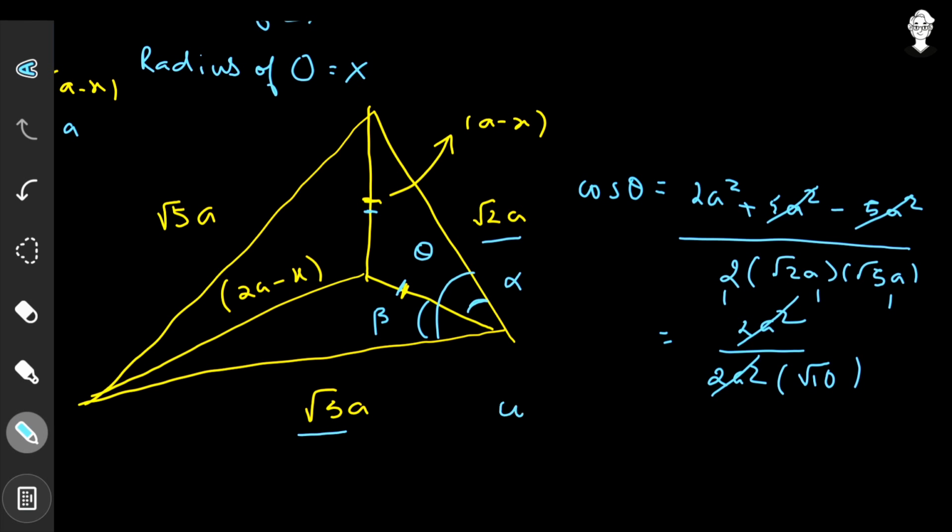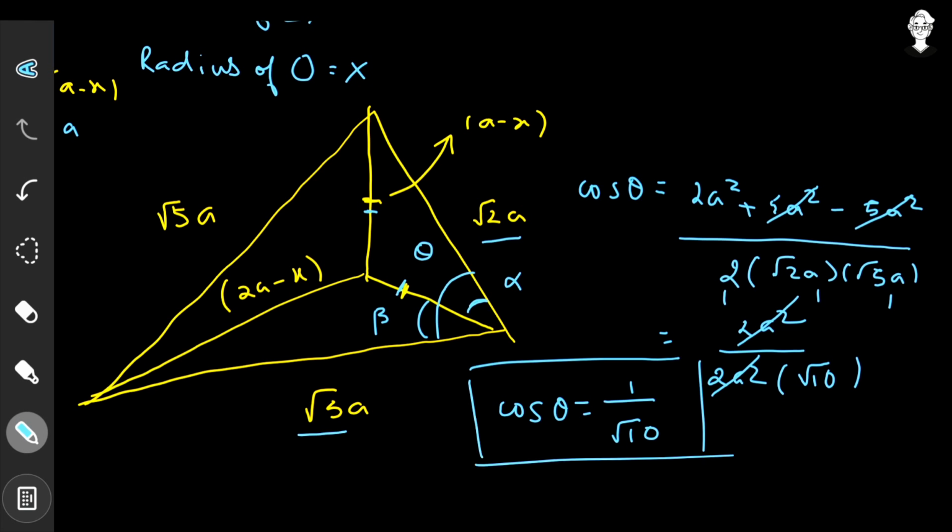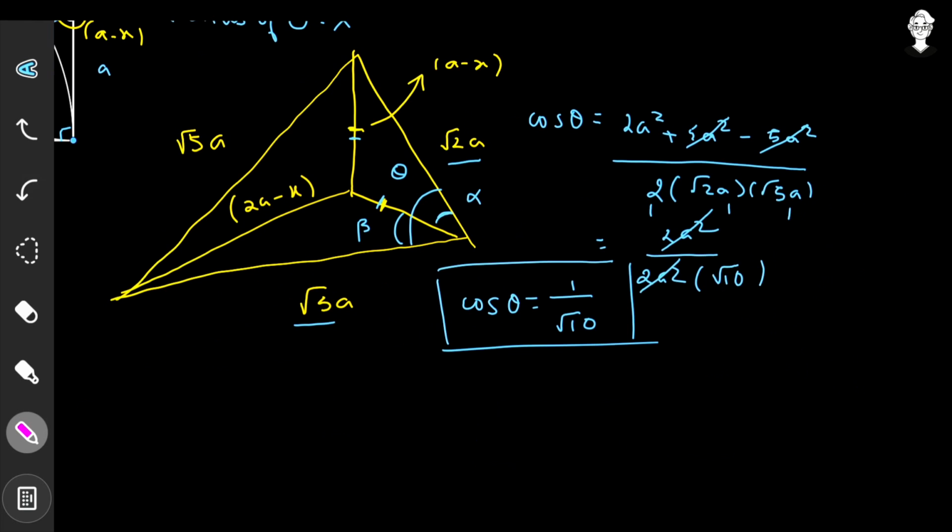So from here we have the value of cos theta, that is going to be equal to 1 upon square root of 10. So here we have a very nice and perfect value for cos theta, that is 1 upon square root of 10. Okay, so here we have got the value of cos theta, that is 1 upon square root of 10. Now we will calculate cos alpha from this triangle. So the triangle is having a side a minus x, square root of 2 times a, and this is also having a value a minus x.